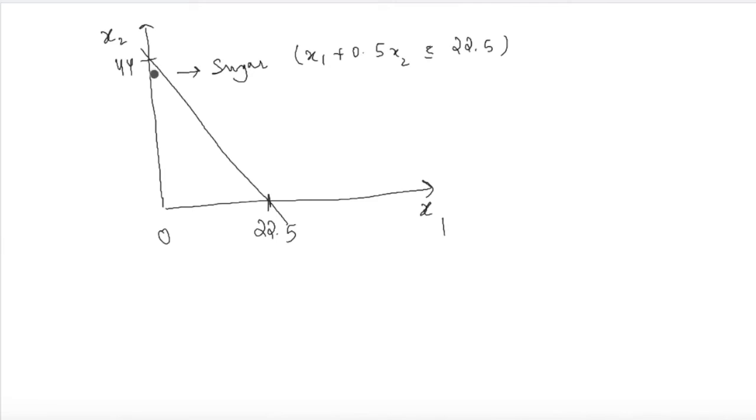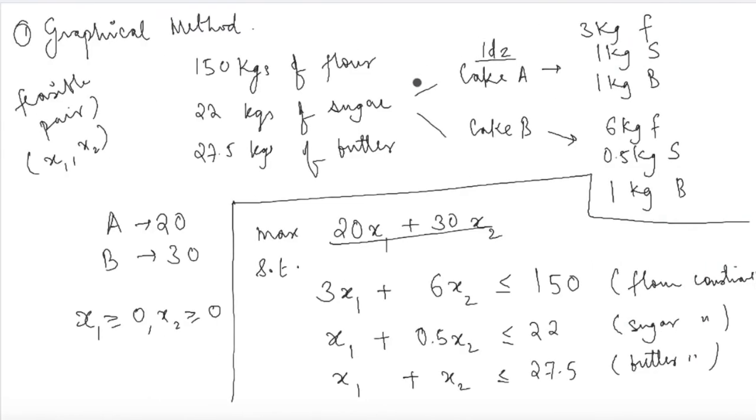You will keep on adding all the constraints here. Your first constraint is that x1 has to be non-negative, the second is that x2 has to be non-negative. So your points have to lie in the first quadrant. Then the third constraint is the sugar constraint, which says that your points should lie in this triangle. Then you keep on adding the other constraints.